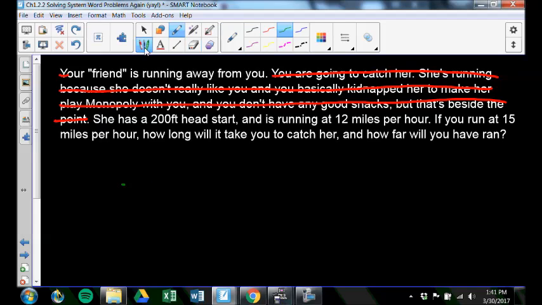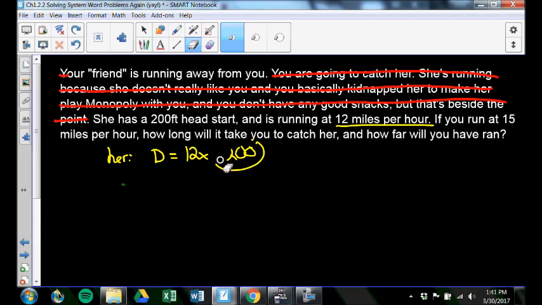Well, this is another two-scenario problem. There's you and there's her. So let's talk about her. Her distance is going to be given by the equation 12x plus, and I can't actually write a 200 here. She has a 200-foot head start. But this was written in 12 miles per hour. So if I wrote a 200 here, that would mean 200 miles. And she is not 200 miles ahead of you. She is 200 feet ahead of you.